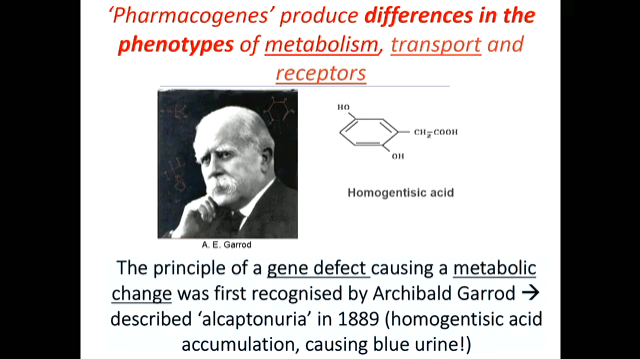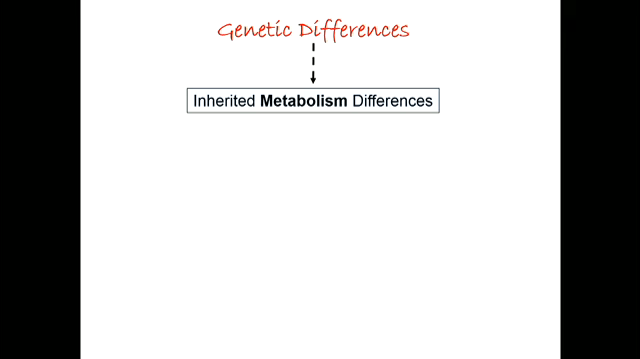So an example of a metabolic gene, the very first example, was discovered in 1889 by this chap with the bushy moustache called Archibald Garrod, and he discovered alkaptonuria. You have a missing enzyme in the body, you accumulate something called homogentisic acid, and as a result your urine turns blue. That was the first example of a gene that was found to produce a metabolic difference, or the first one that people noticed. But in fact, we have lots of them that we see every day.